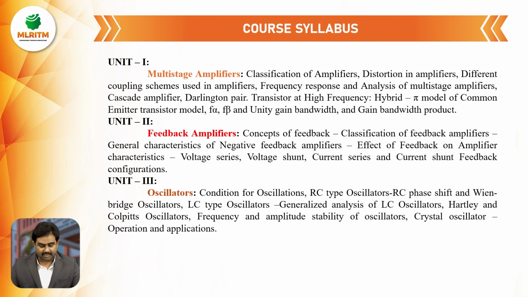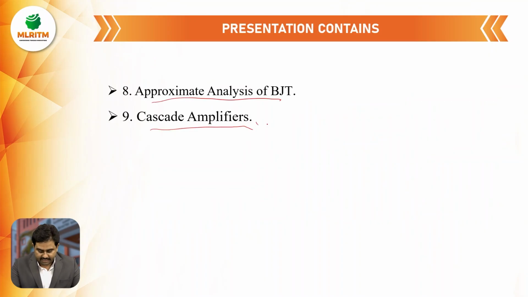So coming to the syllabus, in the previous class, I have covered classification of amplifiers from unit 1, classification of amplifiers, distortion amplifiers, different coupling schemes used in amplifiers, frequency response, and analysis of multi-stage amplifiers. Now we are going to study about cascading amplifiers. As I told earlier, to study the cascading amplifiers thoroughly, we have to know about the approximate analysis of BJT.